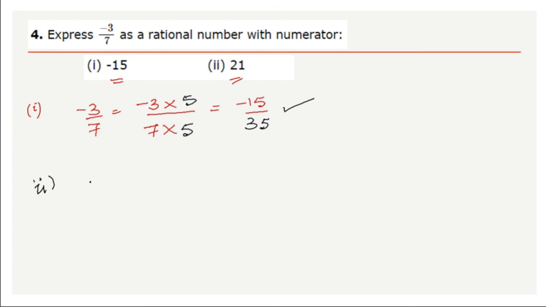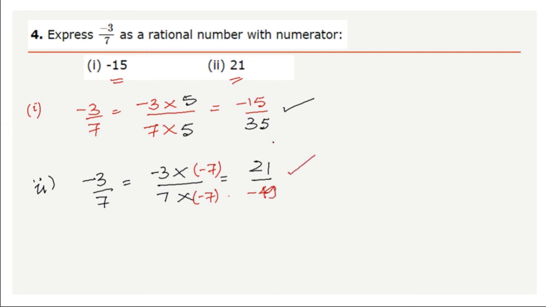Second one, what should be multiplied to get positive 21 in the numerator? We know that when negative 3 is multiplied by negative 7, I get positive 21. If negative 7 is multiplied to positive 7, it becomes negative 49. So both the numerators are now changed to negative 15 and positive 21. Hence, these are equivalent rational numbers to minus 3 by 7.